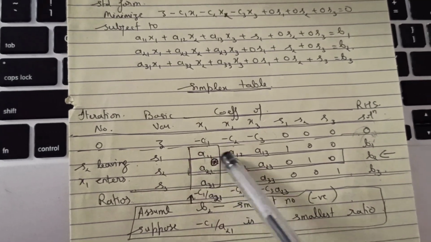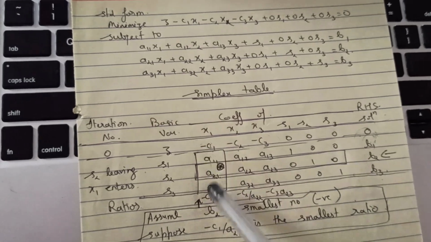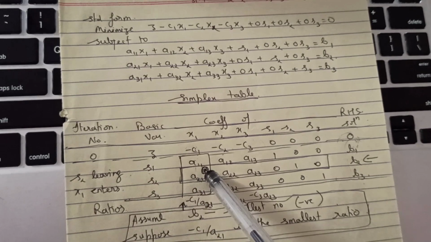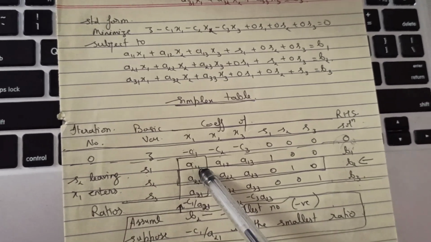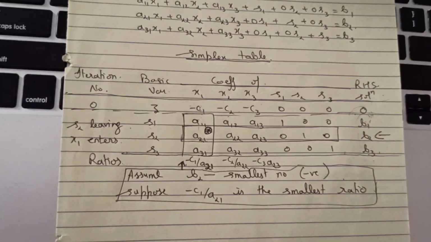We will convert this 8 to 1. This is the common element in the pivot row and pivot column. So we will convert this 8 to 1. And then what will we do next? To convert this to 1, we will use elementary row operations, like we were doing in matrices, right?